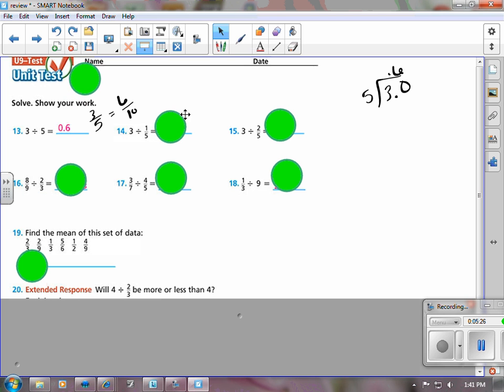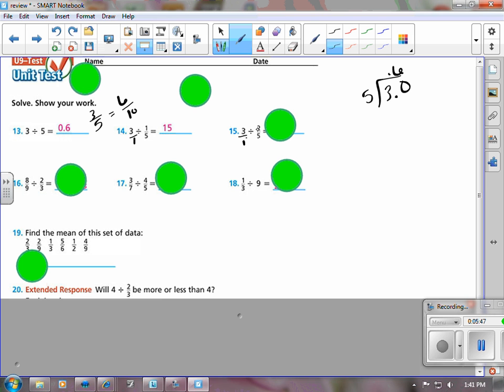3 divided by 1/5. Again, I could put this over 3 over 1, and then I can cross multiply. 3 times 5 is 15. 1 times 1 is 1, so I end up with 15 whole. Okay, same thing here. 3 over 1 divided by 2/5. Okay, 3 times 5 is 15. 1 times 2 is 2.